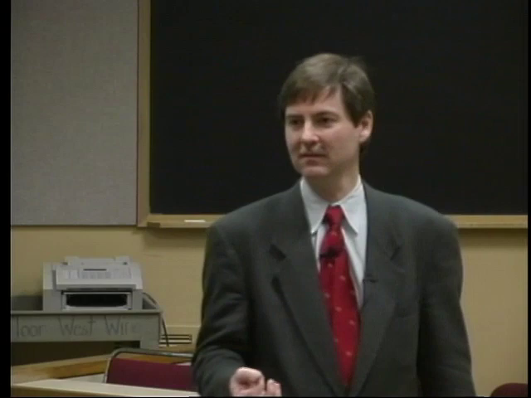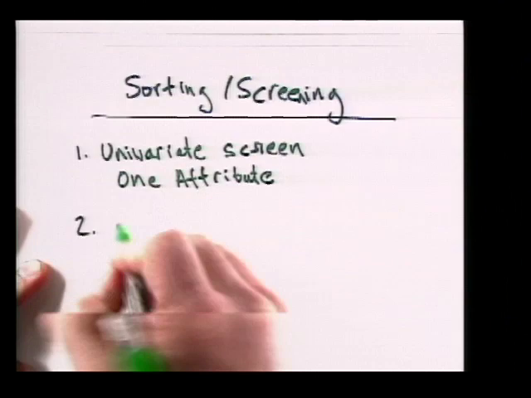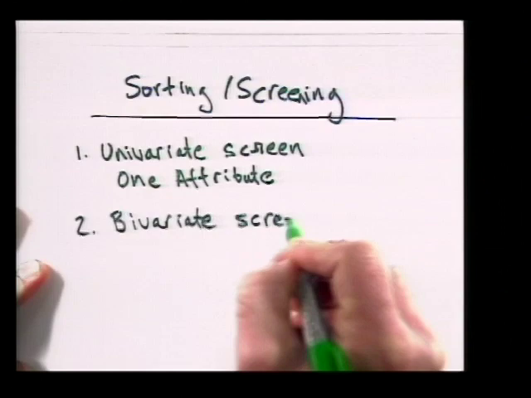Question? Can you explain again, how do you do the bivariate sort? Like what kind of weights do you put to individual attributes to come up with a ranking? Sure. Because we just talked about a univariate sort. Bivariate screen. So it's going to be two attributes.